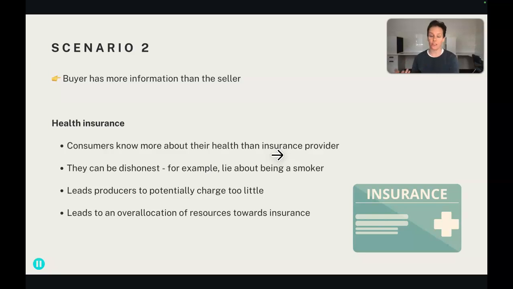I want to look at the other situation where the buyer has more information than the seller, such that they're able to manipulate fair value pricing.